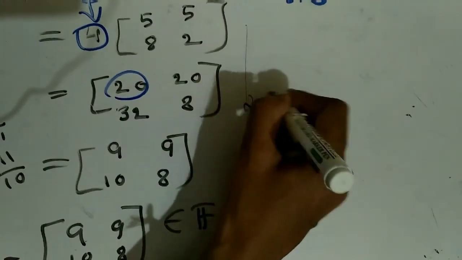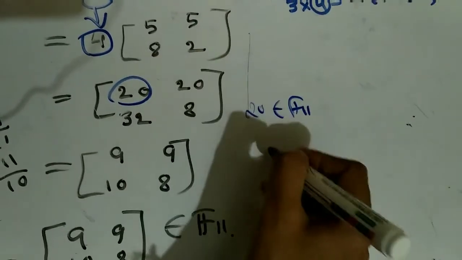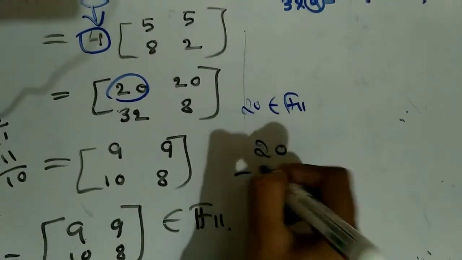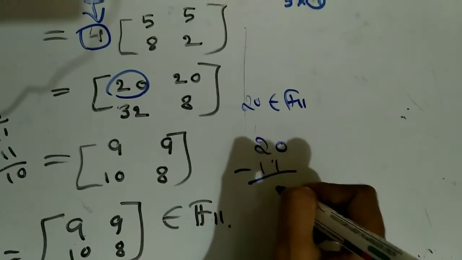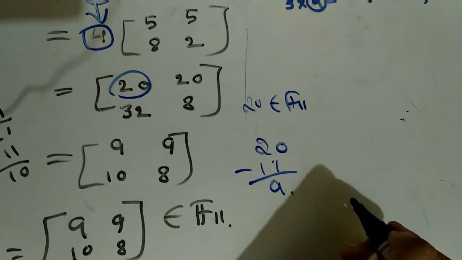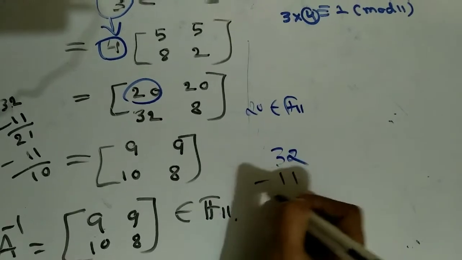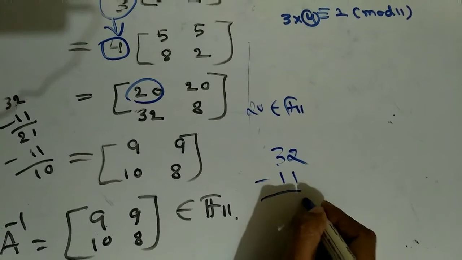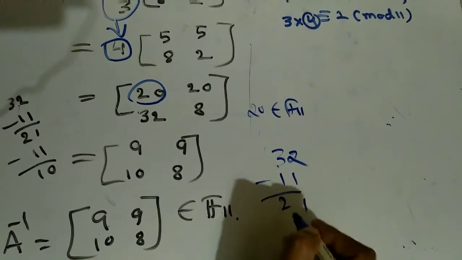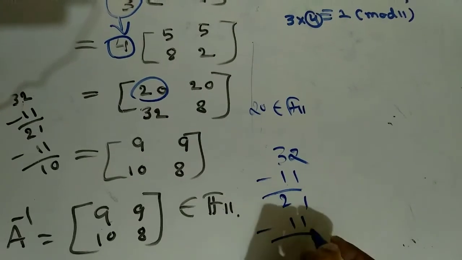This 20 does not belong to F11, so you have to take 11 away from this number, and then you get 9 as the answer. For 32, you have to remove 11 twice. If you take away only one time, you get 21, but 21 also does not belong to F11, right? So you have to take away another 11.